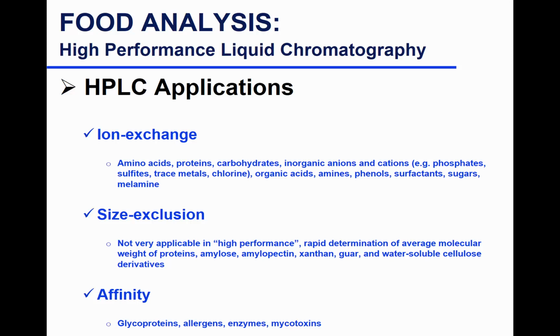Size exclusion chromatography is not highly applicable in high performance, and a very low percentage of the time it is used as high performance liquid chromatography. We use it in the lab for gluten proteins. We use size exclusion chromatography in the form of HPLC to separate gluten protein based on their size. But it's commonly used for larger molecules, and it's mostly for separation using low pressure liquid chromatography, where big fractions are isolated for different purposes.